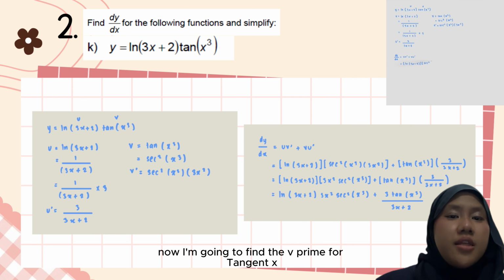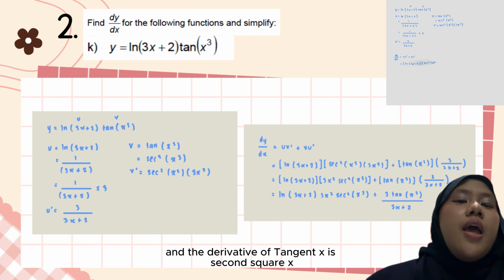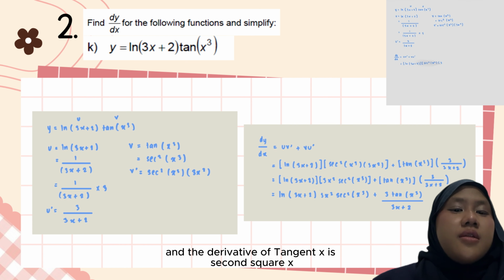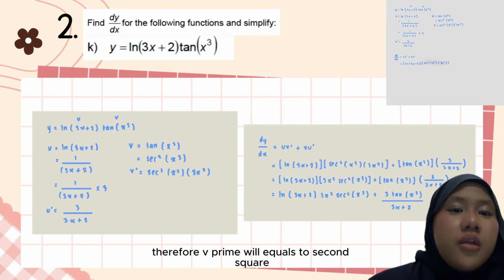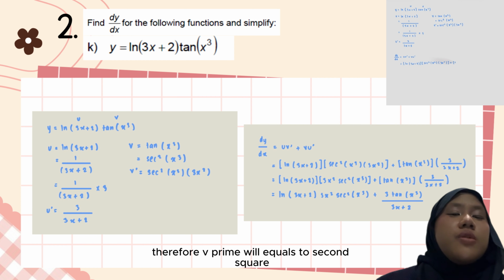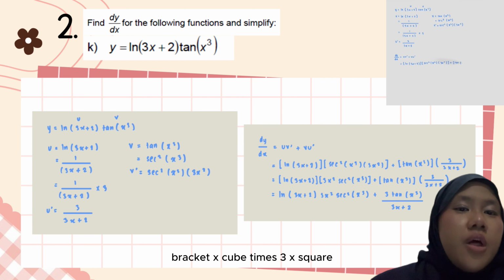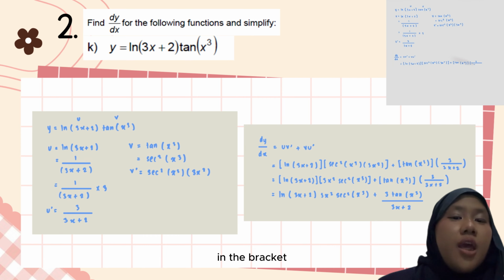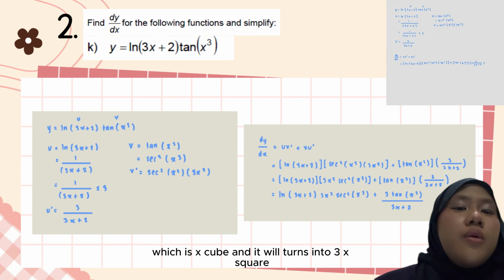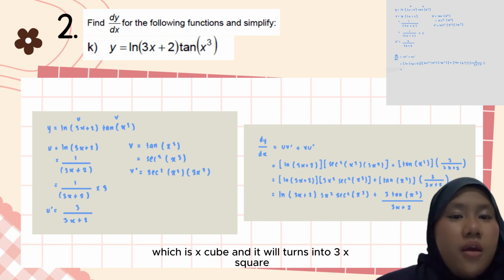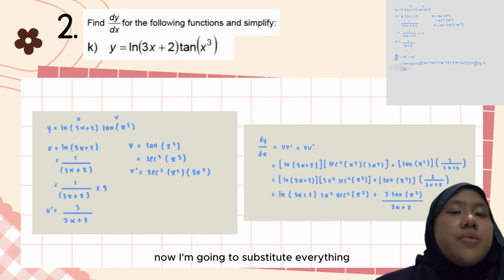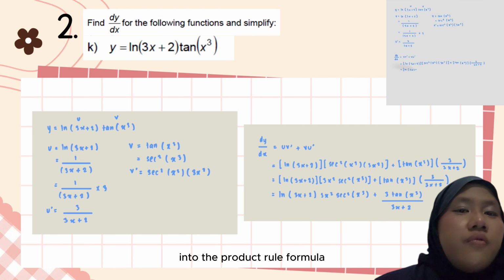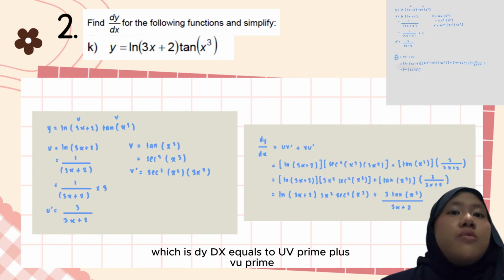Therefore, v prime equals secant squared (x cubed) times 3x squared, because we also differentiate the value in the bracket, which is x cubed, and it turns into 3x squared. Now, I'm going to substitute everything into the product rule formula, which is dy over dx equals u v prime plus v u prime.